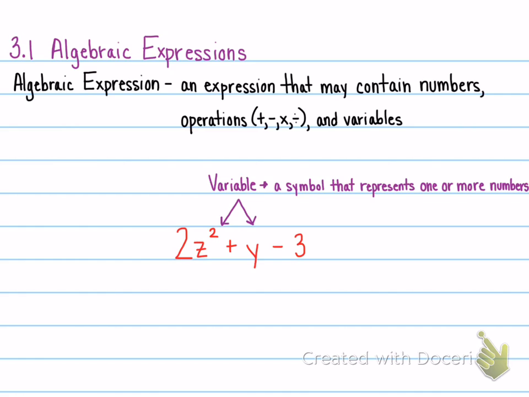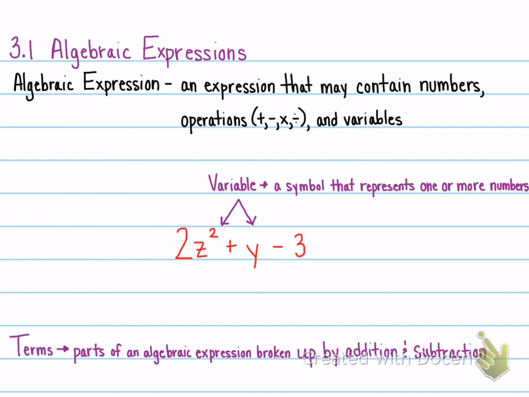So every algebraic expression is broken up into terms. Terms are the parts of an algebraic expression broken up by addition and subtraction. Now it's important to remember, each term will have a plus or a minus in the middle of it. So when we're looking at our example here, I have 2z squared, that's one term.